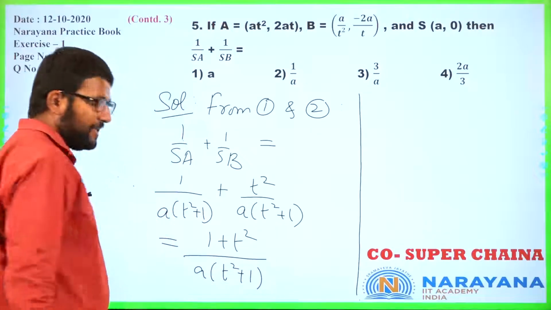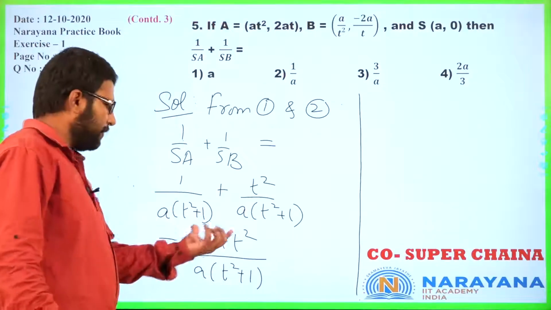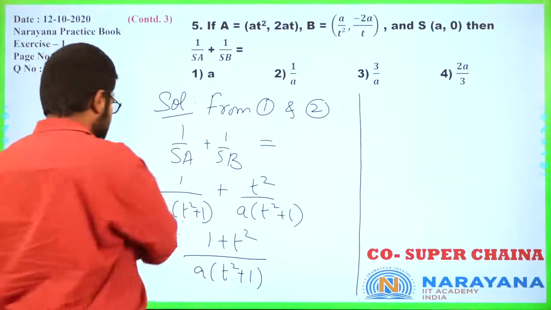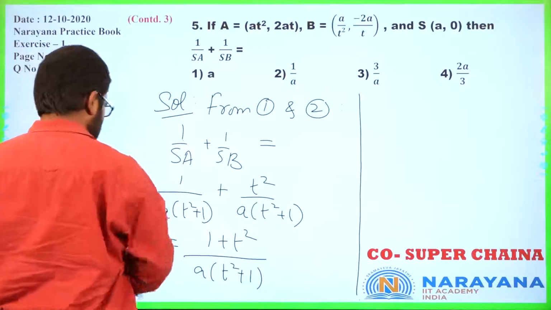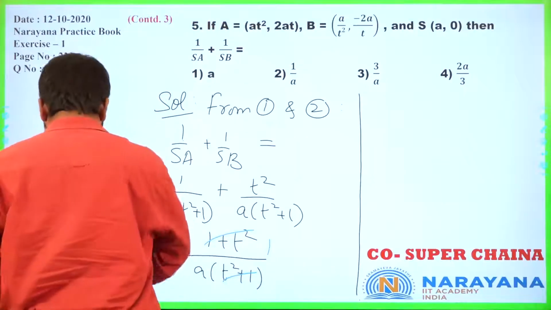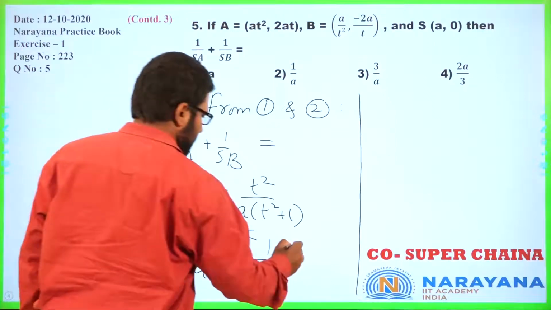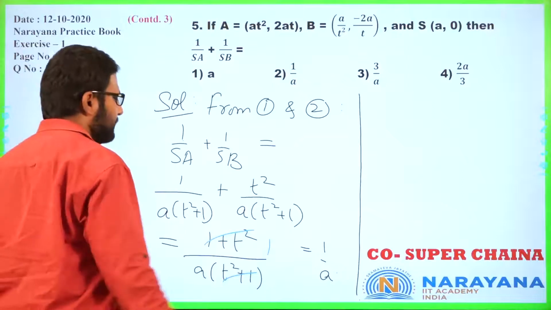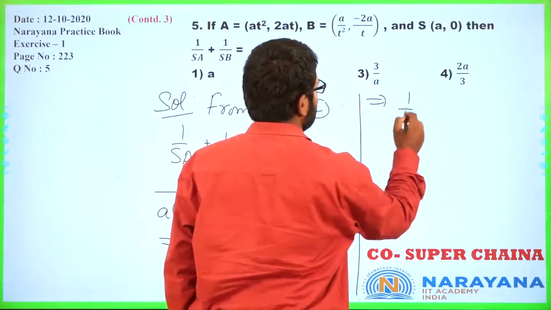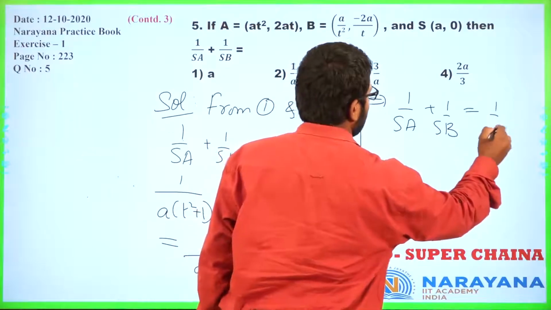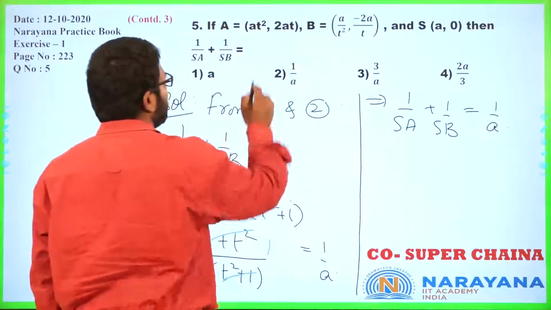And now look at the beauty of this thing. Numerator 1 plus t square, denominator has also t square plus 1. That part would get cancelled and only 1 would remain, right? So then this becomes 1 by a. Got it? Which means 1 by SA plus 1 by SB is 1 by A.